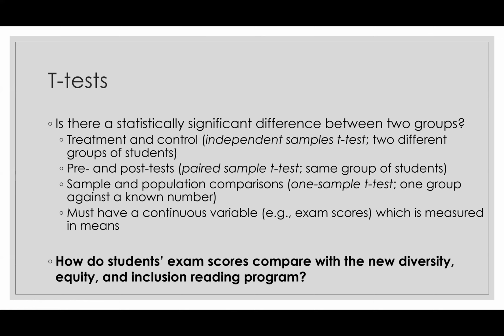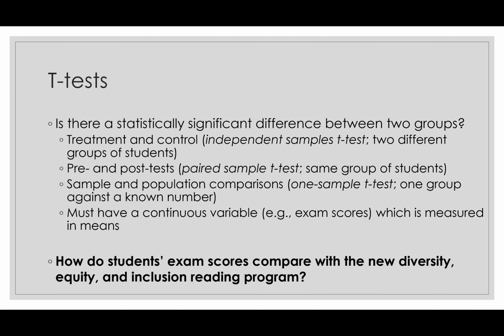There are several different types of t-tests that you can conduct. One is a typical treatment versus control group. So one group gets a reading intervention, one does not. And this is an independent samples t-test. Pre and post test are paired sample t-tests because they are the same participant. The same participant has paired scores, one from the pre-test, one from the post-test.